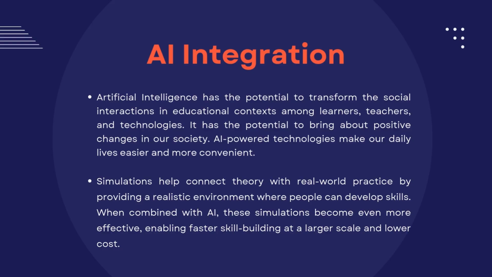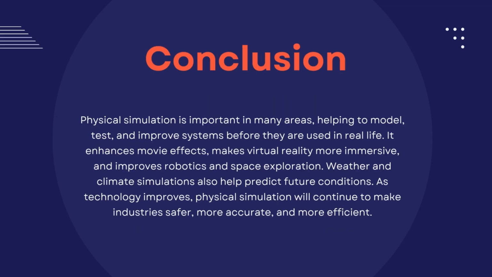When combined with AI, these simulations become even more effective, enabling faster skill building at a larger scale and lower cost. Physical simulation is important in many areas, helping to model, test, and improve systems before they are used in real life. It enhances movie effects, makes virtual reality more immersive, and improves robotics and space exploration. Weather and climate simulations also help predict future conditions. As technology improves, physical simulation will continue to make industries safer, more accurate, and more efficient.